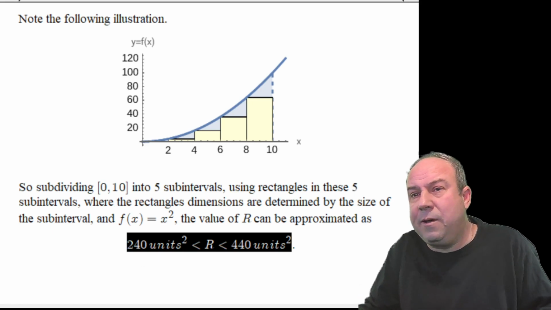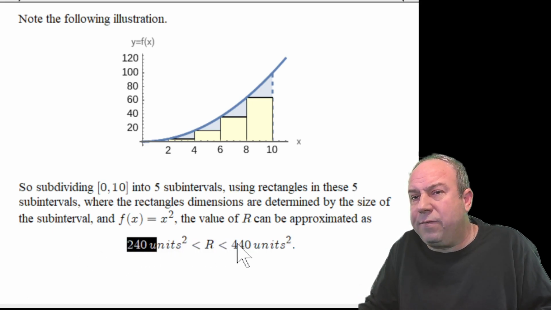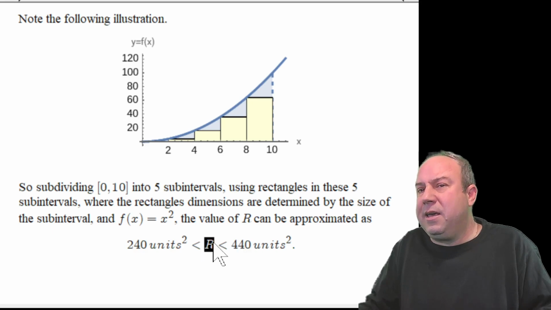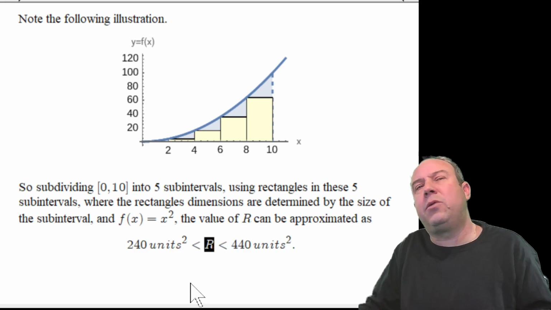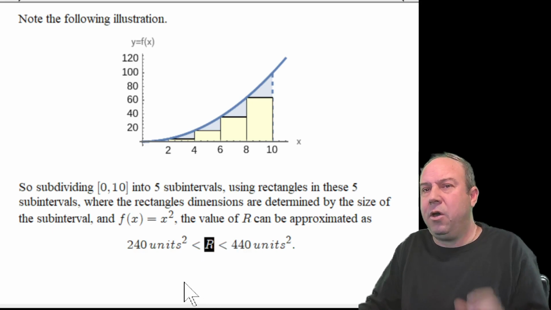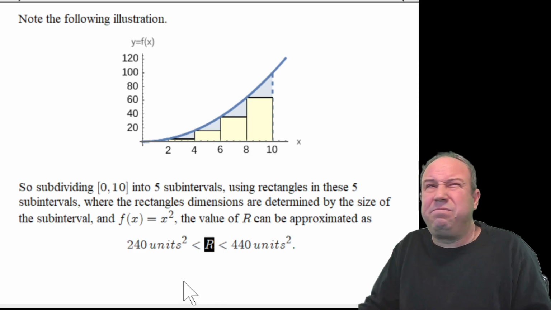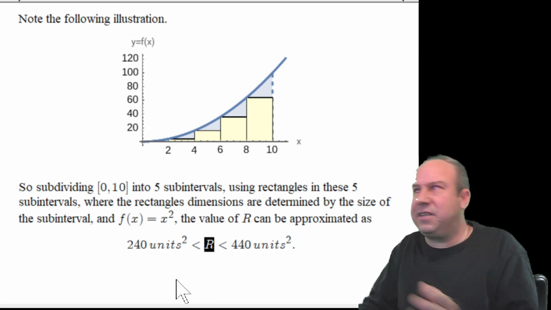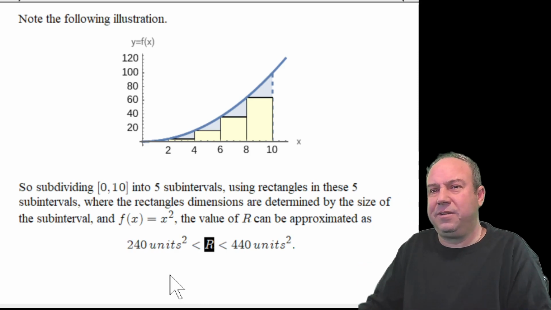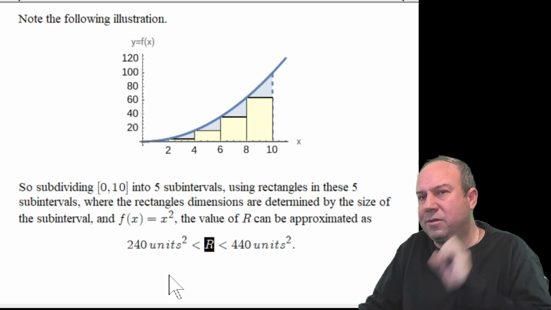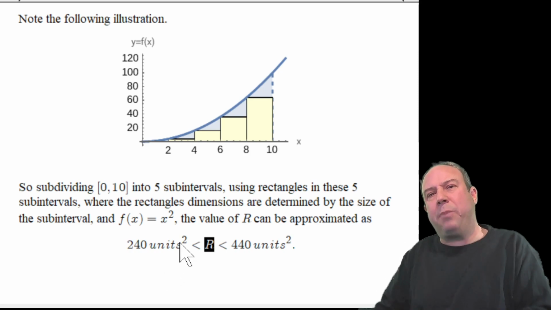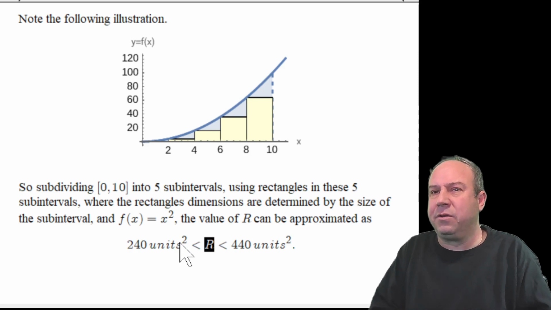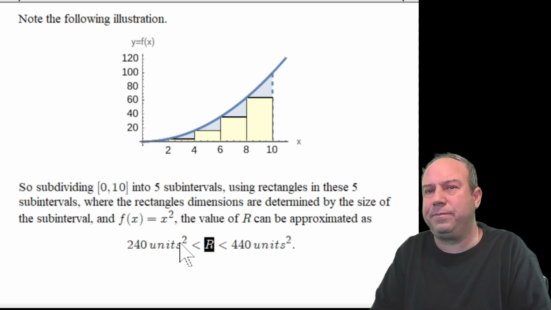As I said, if we just average 240 with 440, finding the exact middle between those, we'd be at 340. We'd be off by, what, a little over 6 units. 6.66666 units, to be precise. So we're getting a lot closer to the exact value just by using 5 subintervals in our approximation.